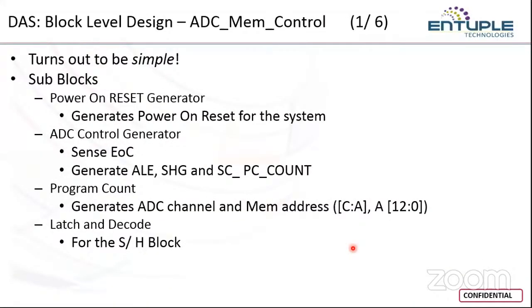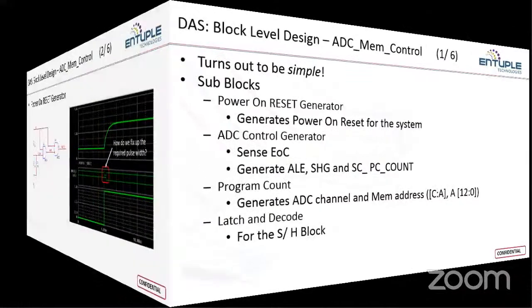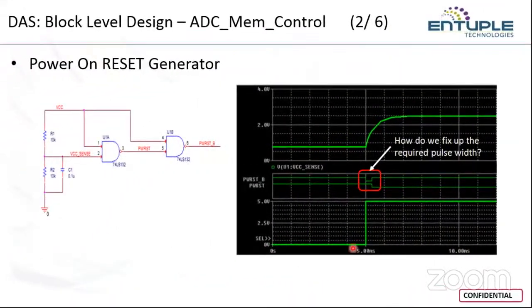So what are the sub blocks that are going to be used? A power on reset generator, which generates power on reset for the system. Then you have an analog to digital ADC control generator, which senses the end of conversion signal and generates the signals for address latch enable, sample and hold circuit, and enables the counter. Then you have a program counter which generates ADC channel and memory addresses. And then you have latch and decode for the sample and hold circuit block.